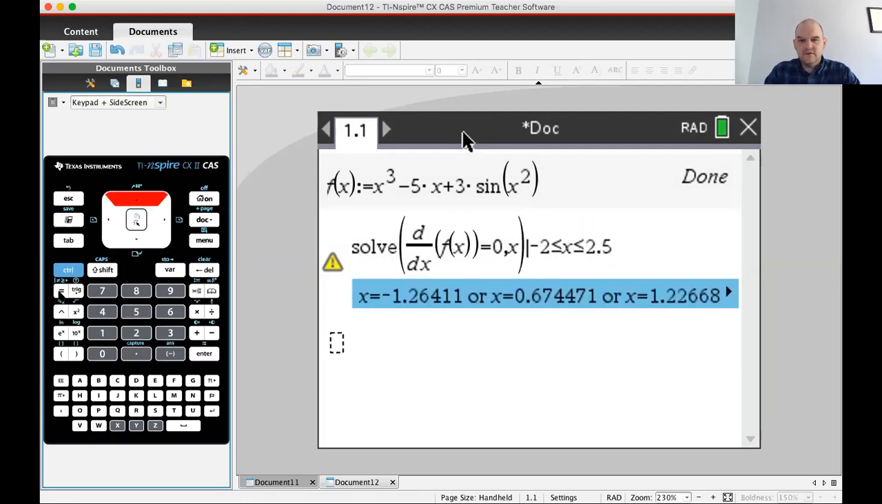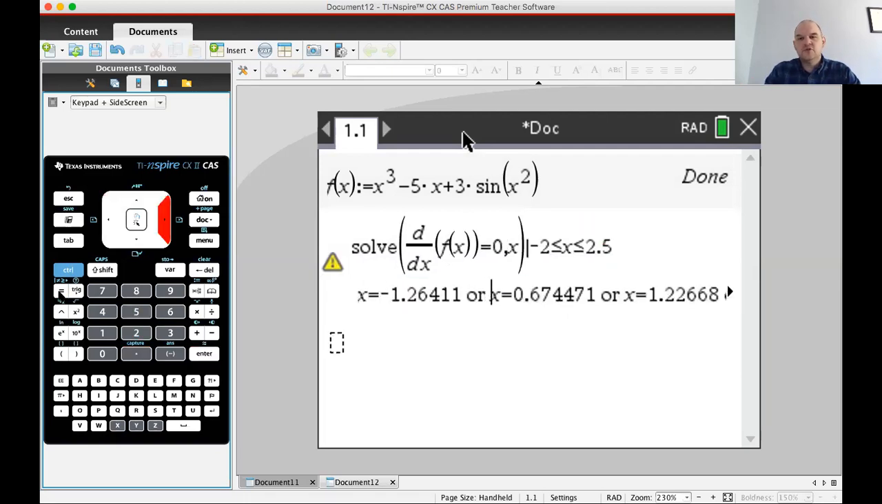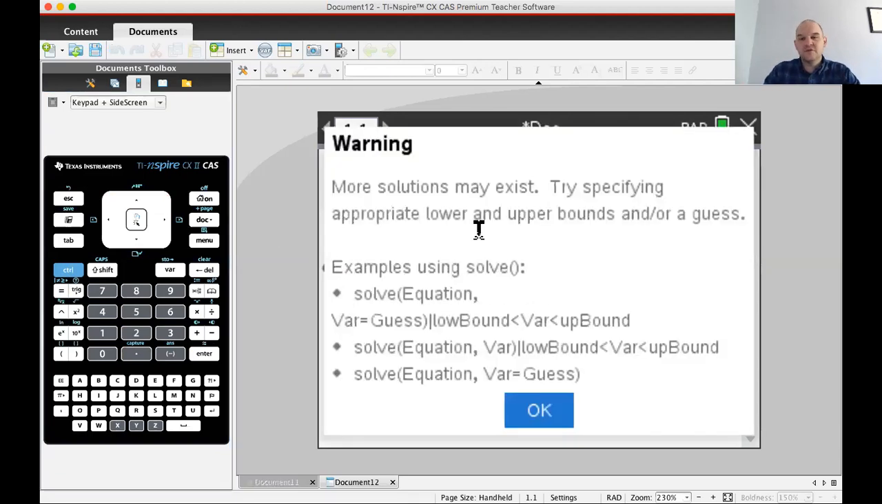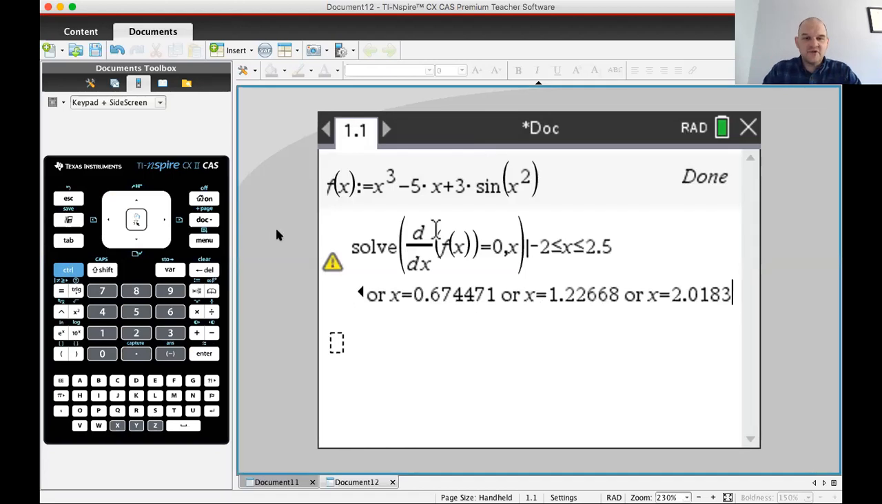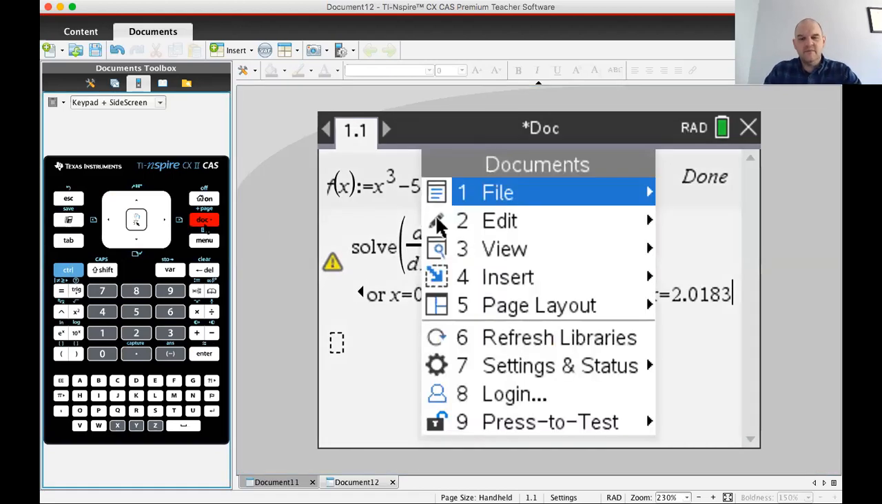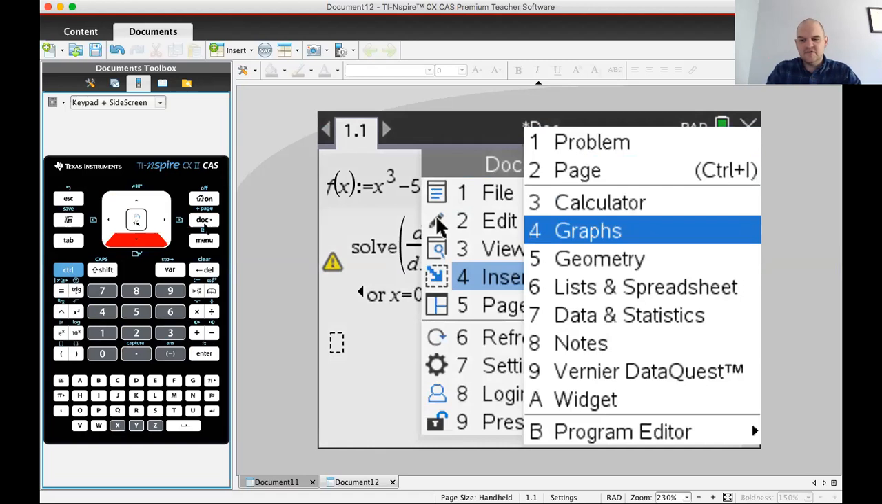And let's see, we get 1, 2, 3, 4 different critical points. Now, the calculator is telling me that more solutions may exist. Try to specify. I usually take it to mean try graphing, because as soon as it says that, I'm like, man, what if there are more and I just don't see them?